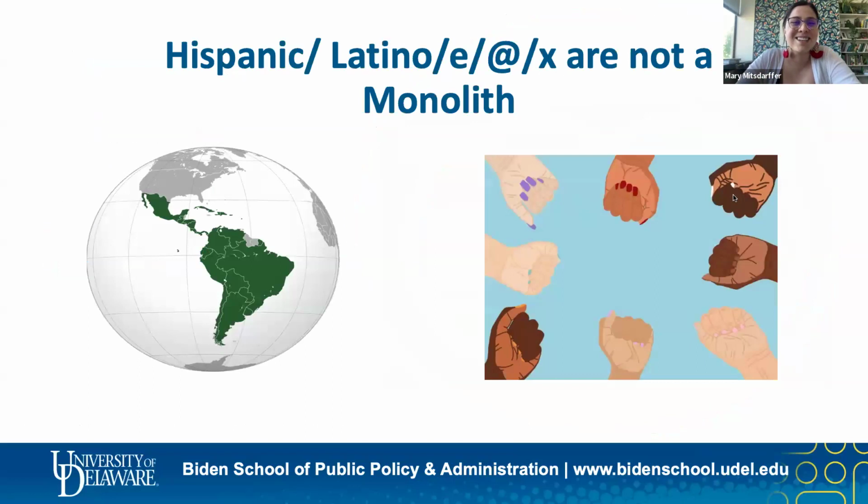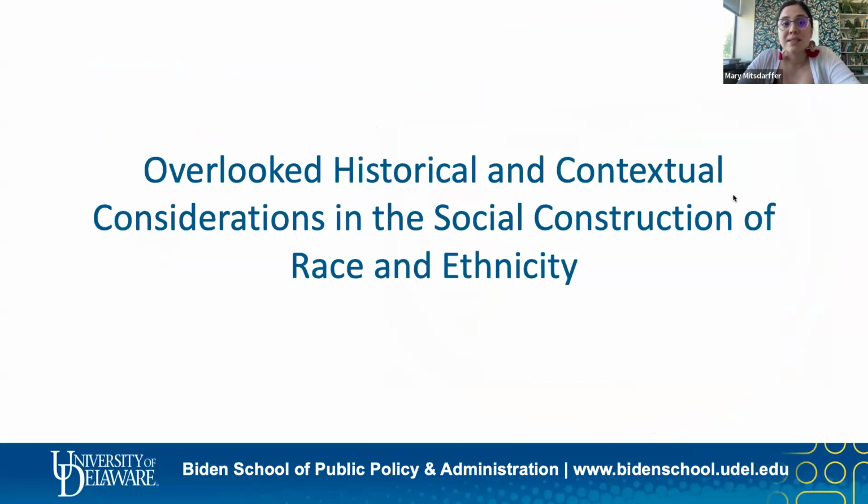Okay. So back to the Hispanic or Latino monolith, right? So I said, we're not a monolithic people, and that there's a lot of different and diverse histories that happen. Within the United States, we tend to overlook the fact that there are historical and contextual considerations in the social construction of race and ethnicity, meaning that race is a social construct.